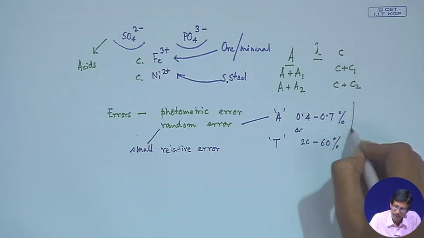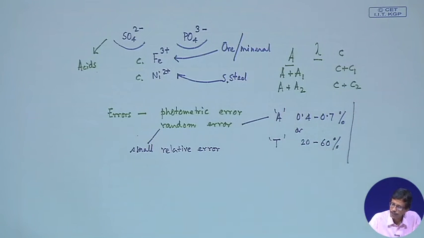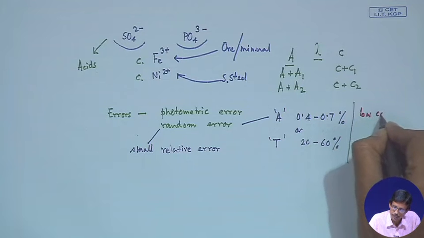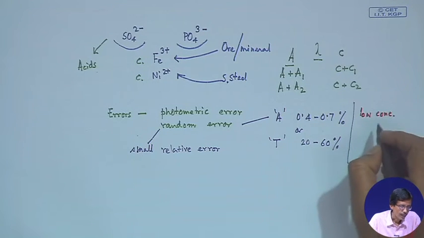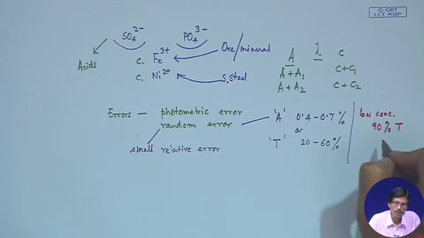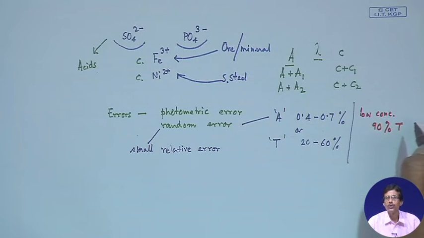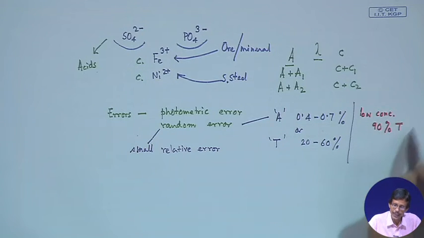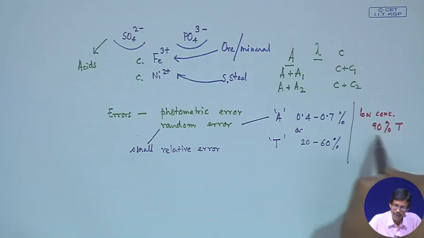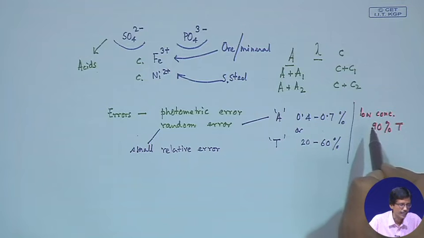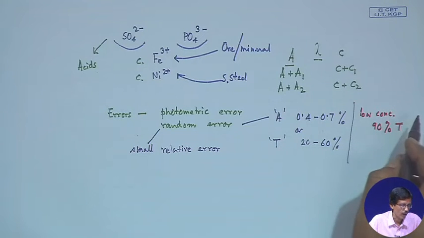But if you have a very low concentration, such that you have a 90% transmittance and an absorbance value of say 0.045, that we should avoid. We should not have a case where the concentration is very low and the transmittance is 90%, that means only 10% is getting absorbed, which we should avoid.